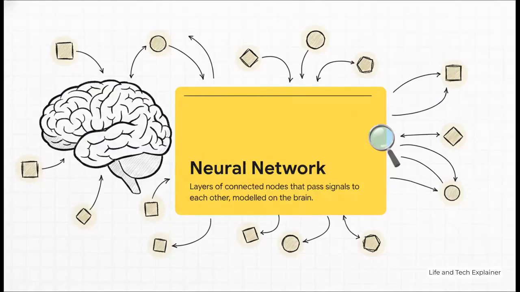Now, what's really interesting about this definition is how it translates that biological inspiration into, well, our formal definition. A neural network is a computational model loosely inspired by the human brain, consisting of layers of connected nodes that pass signals to each other. So instead of biological cells, we're dealing with digital nodes. But the underlying concept remains exactly the same. It's this vast web of connections transmitting information.